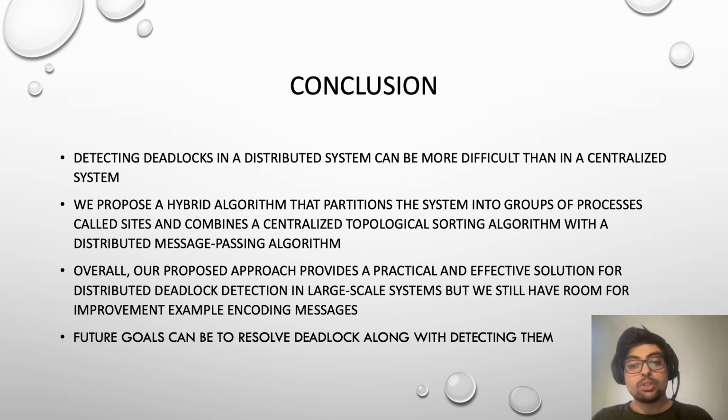Encoding messages can also reduce the size of messages and decrease the network traffic, improving the scalability. The future goal is resolving deadlocks along with detecting them. Resolving deadlocks automatically can further improve the efficiency of the system by reducing the need for manual intervention.